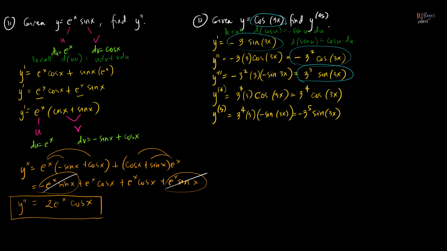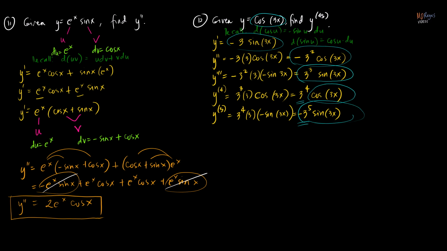The first derivative is negative sine of u. The second derivative is negative cosine of u. The third derivative is positive sine. If we go to the fourth derivative, we're back to positive cosine of u here, with a multiplier 3 to the fourth. In the fifth derivative, we're back to negative sine of 3x with a multiplier of 3 to the fifth.